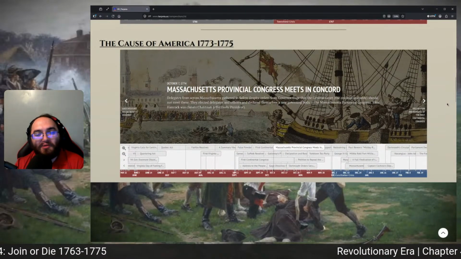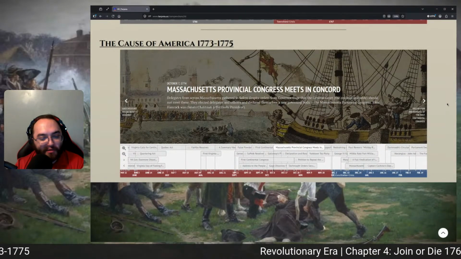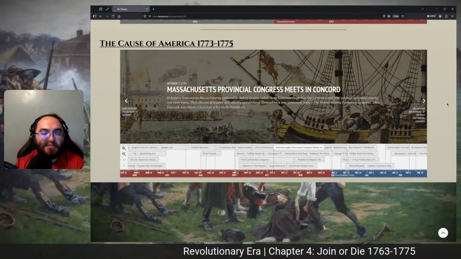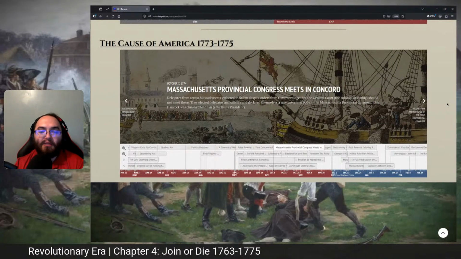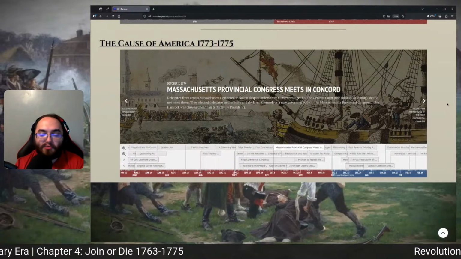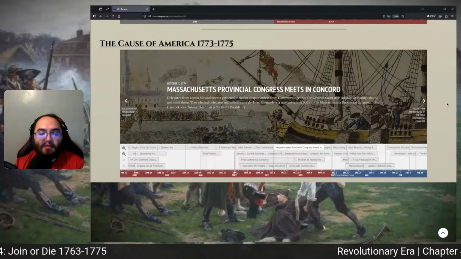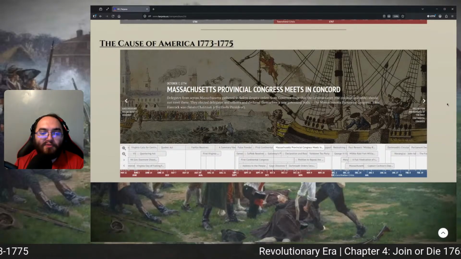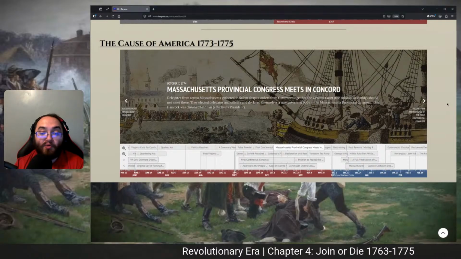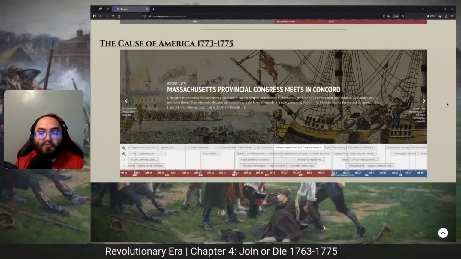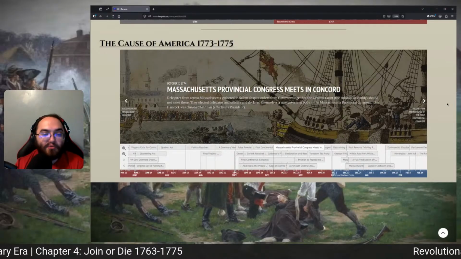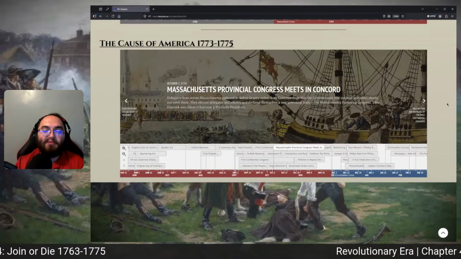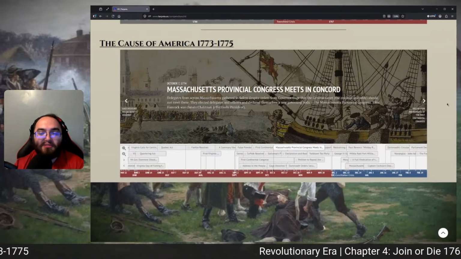Massachusetts Provincial Congress meets in Concord. Delegates from across Massachusetts gathered in Salem, despite orders from Governor Gage that the General Court, the Colonial Assembly, should not meet there. They elected delegates and officers and declared themselves a new governing body, the Massachusetts Provincial Congress. John Hancock was chosen chairman, effectively the president of the Massachusetts Congress.